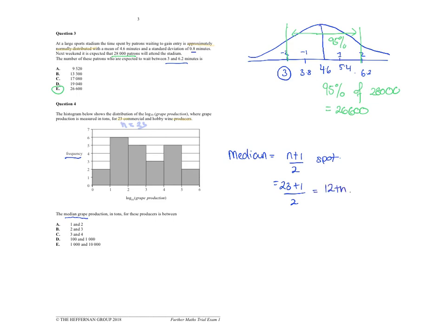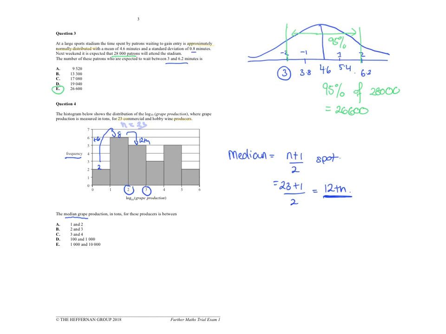So if you look here, we've counted up 2, and then what we're going to do is add another 6, which would be 8. So we need to get to 12. So when we add another 5, so 12, the 12th one happens in here. So this is my median category.